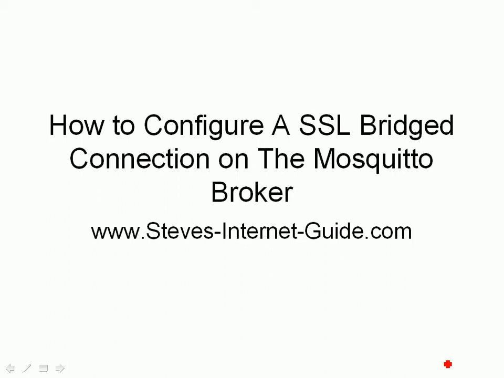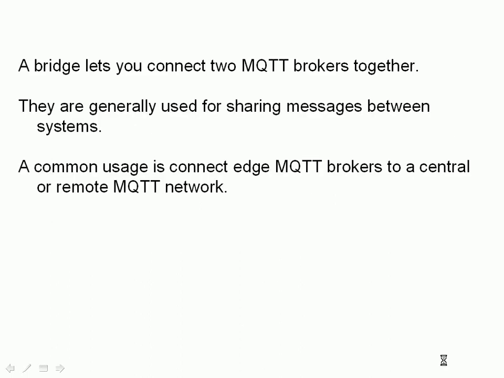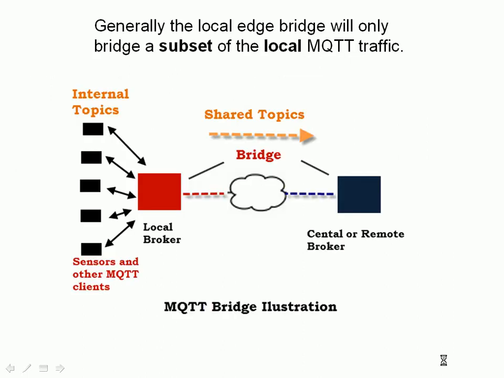In this video we're going to talk about configuring a secure sockets layer bridge connection on a Mosquitto broker. Now, a bridge lets you connect two MQTT brokers together. They're generally used for sharing messages between systems, and a common usage is for edge networks where you connect the external brokers to a central broker. And there's a diagram here that illustrates that.